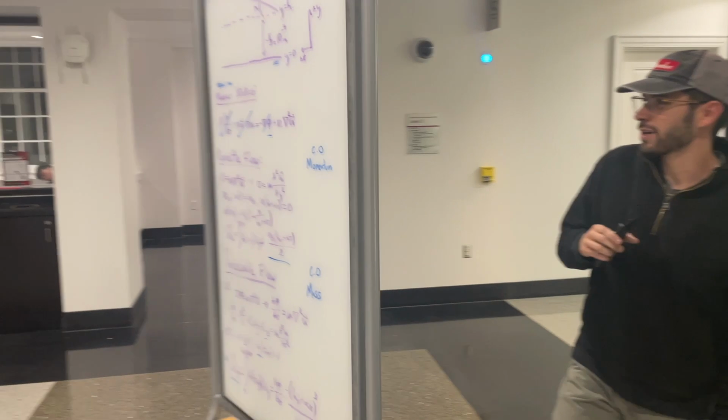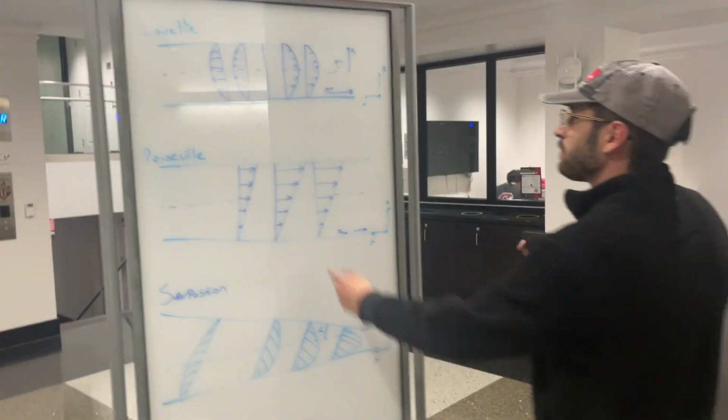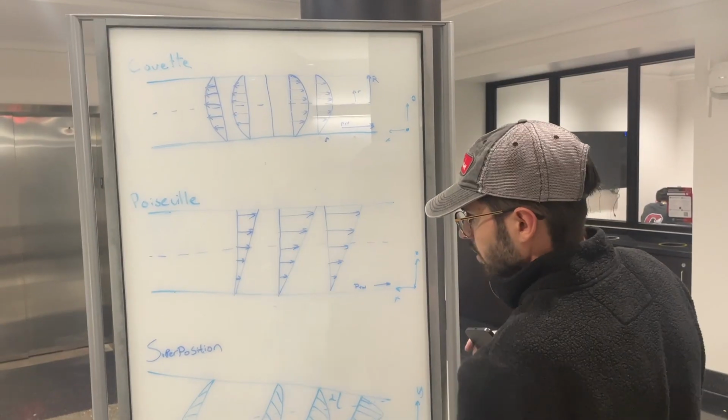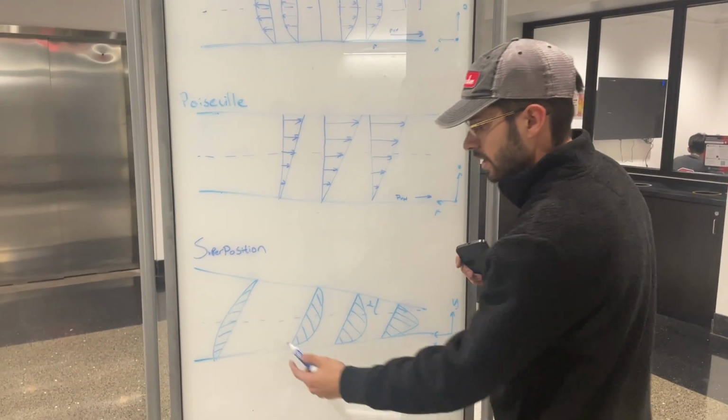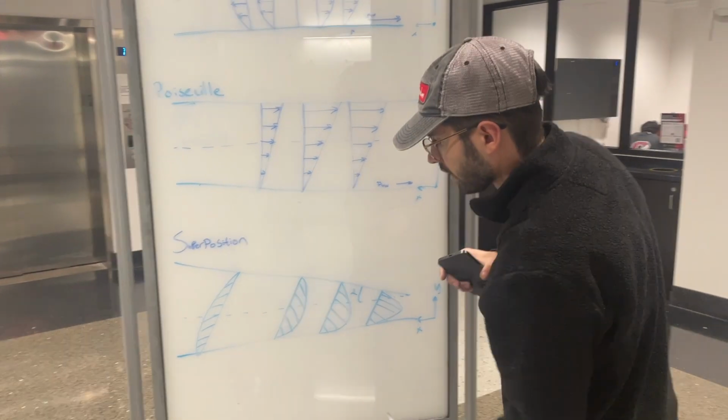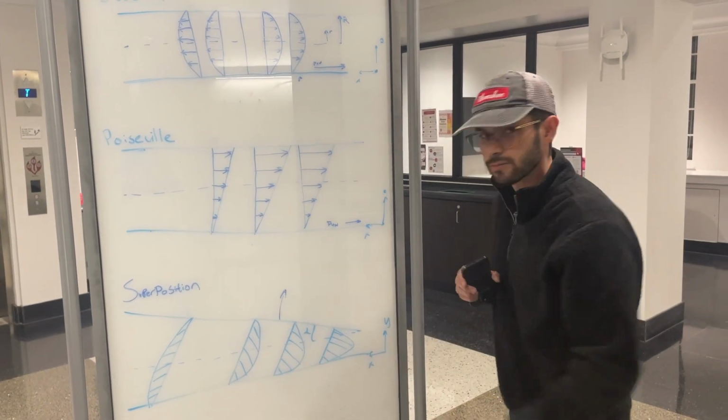So if you walk with me real quick here, I'll show you a Couette flow, which looks a lot like this, Poiseuille flow, and when we get to our superposition part shortly, it will look a lot like this, which is how we find the lift that acts on the needle.